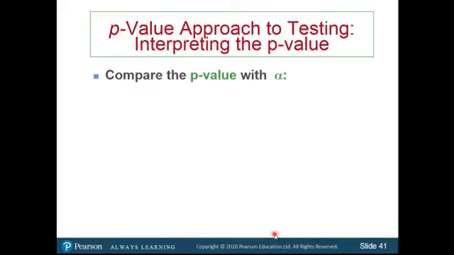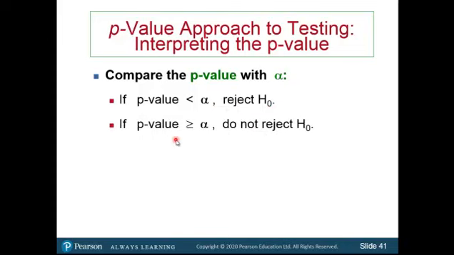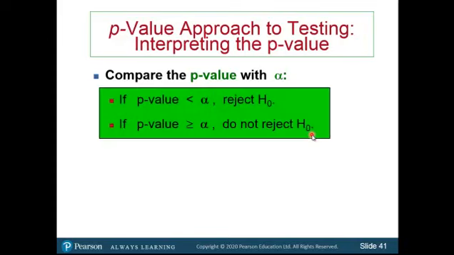Interpreting the p-value. When we use the p-value, we have to compare it with the alpha level. If the p-value is less than alpha, the decision is to reject null. If the p-value is greater than alpha, do not reject null. So that is the rule that we have to follow.